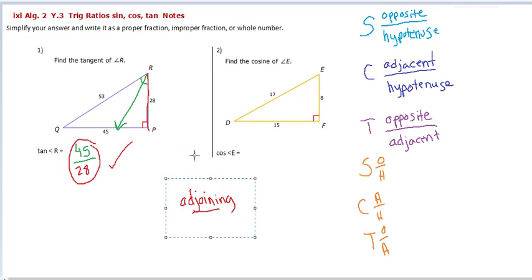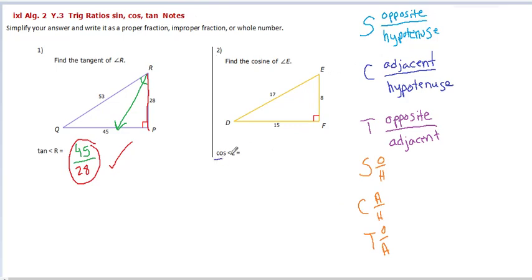Now, let's see, the next one. And again, if we were looking down here at this angle, let me do that in a different color. If I asked you for the tangent of angle Q, then everything changes. This would be the opposite leg, and this would be the adjoining leg. Okay, so it depends on where you are or what angle you're talking about. All right, the next one.